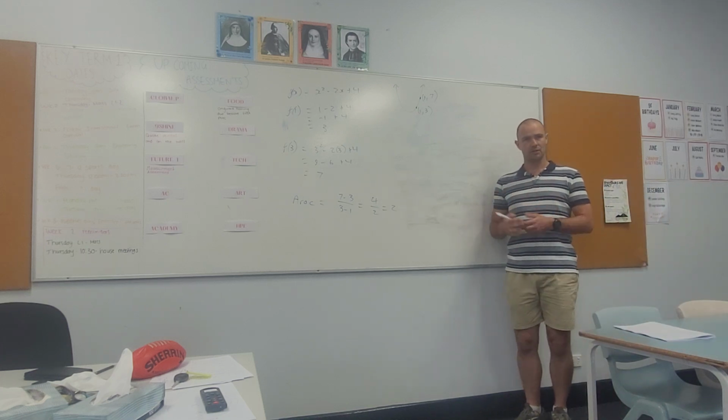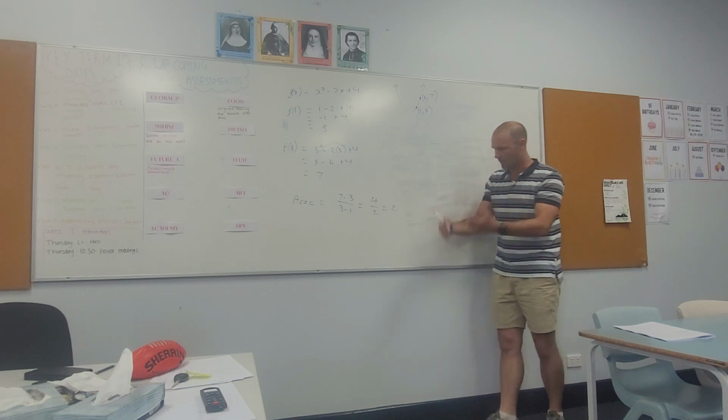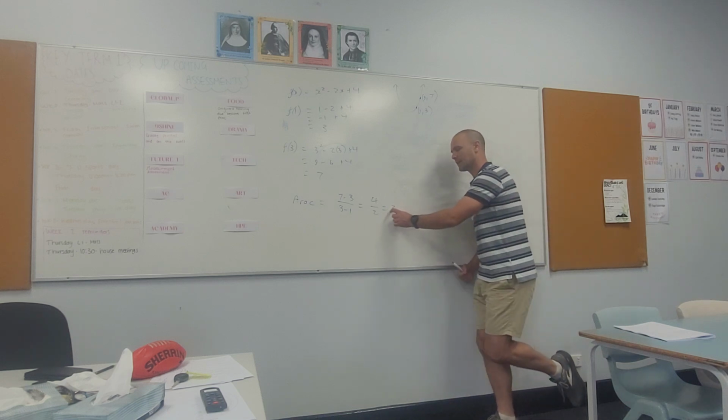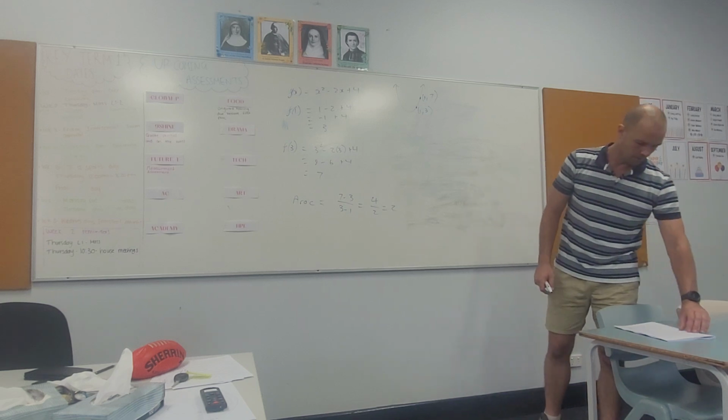So the average rate of change. What that means is as x goes across 1, the average rate at which the function changes is that it goes up by 2. Up because it is positive.